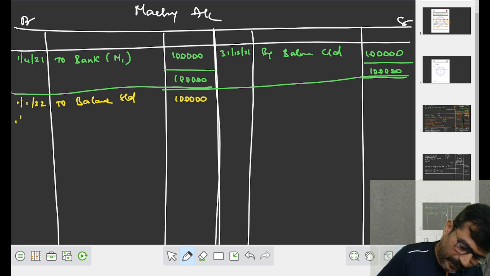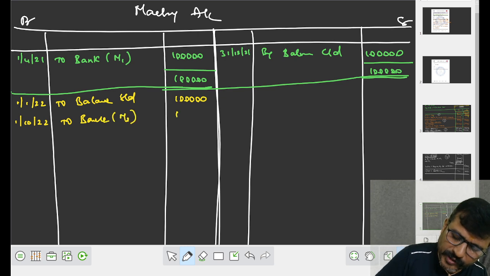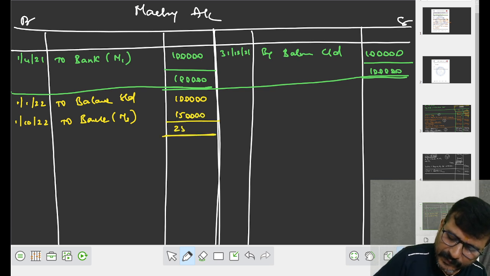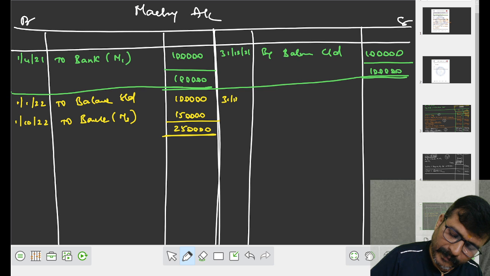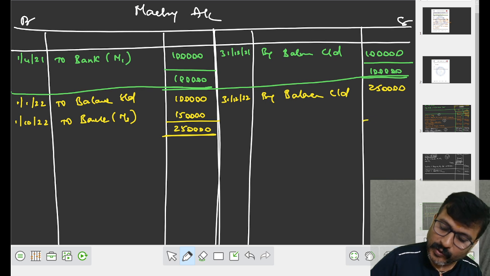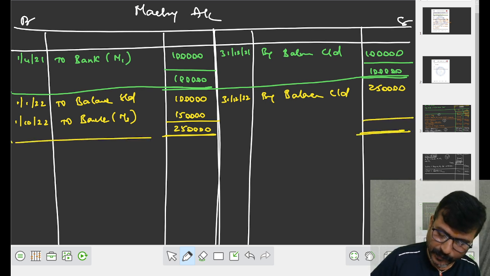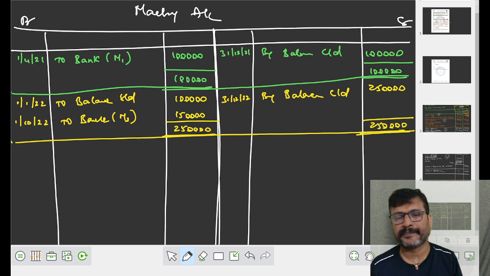When? 1st October 22, to bank, M2 is purchased for an amount of 1.5 lakh. Find out the total. At the end of the year, what should I write? Balance carried down as 2.5 lakh. Total becomes 2.5 lakh. Okay.